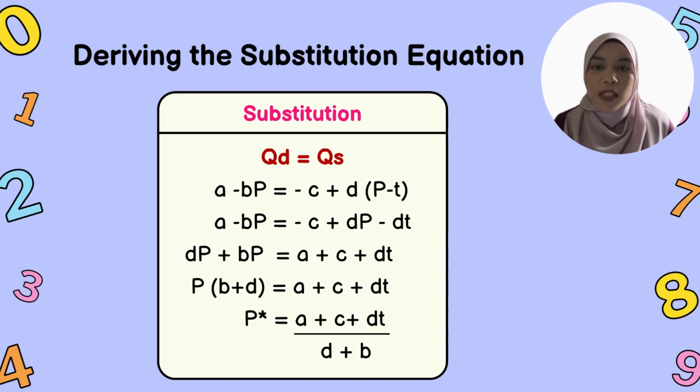A minus BP equal to negative C plus DP minus DT. We need to rearrange the terms, then it will be DP plus BP equal to A plus C plus DT. Then factoring out P, so it will be P times B plus D equal to A plus C plus DT. This brings us to an interesting expression for P star. Here P star represents the equilibrium.